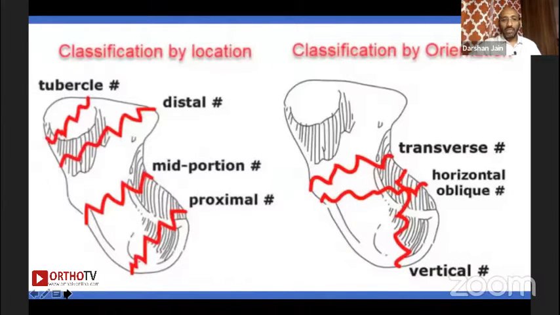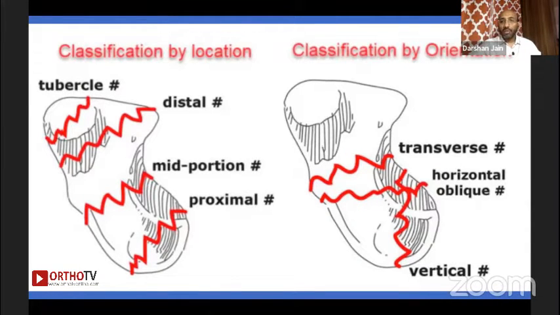So looking at the classification, there are various classifications, either by location or by orientation. Orientation sometimes also dictates the stability of the fracture. Why is location critical? Because this also dictates the union status of these fractures, or the possible chances of non-union. The more proximal the fracture is, the more difficult the union will be, whereas the more distal it is, the better the healing status. The waist, the mid portion, is the most common fracture which we come across.